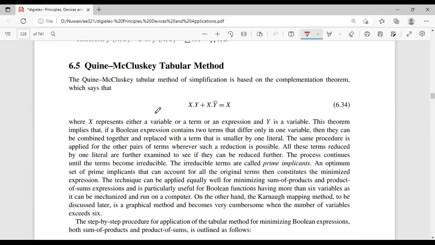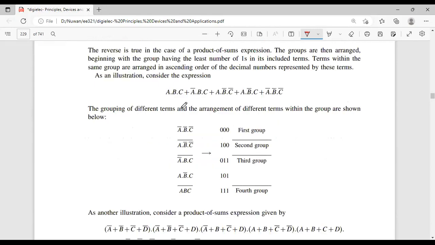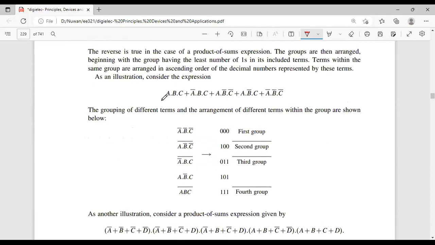Okay, so this is your first question. The first question will be based on the Quine-McCluskey tabular method. So you have to simplify this kind of sum of product, okay?